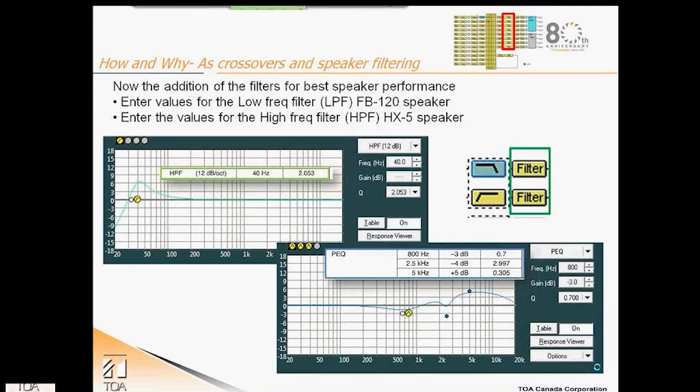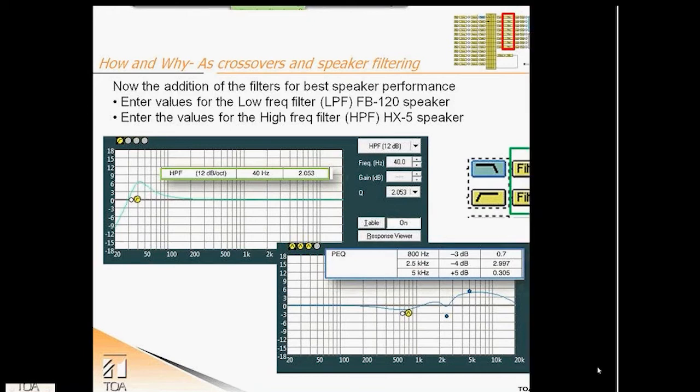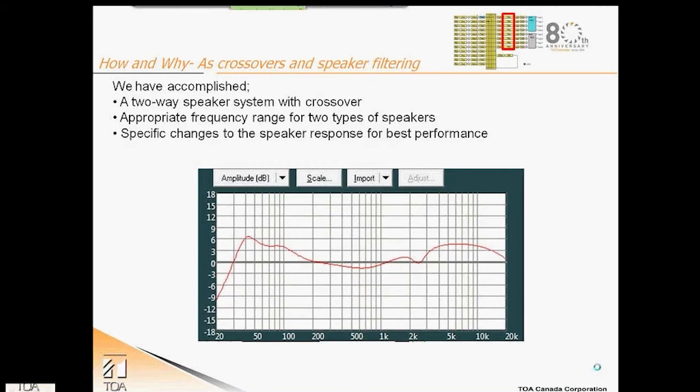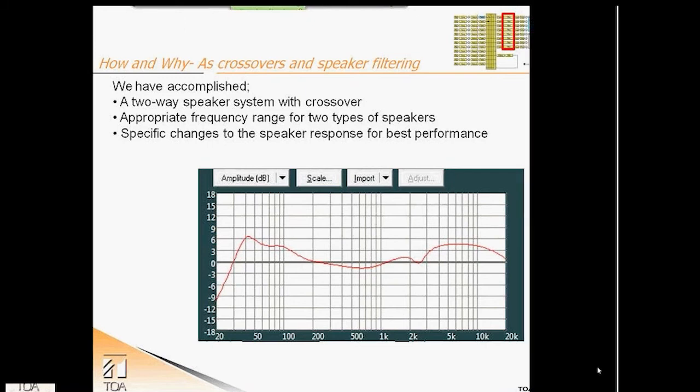We can now add in specific filters to make the speakers perform at their best. Again, these parameters are provided by the speaker manufacturer. Here we have added the necessary high-pass filter for the low-frequency FB120 and the PEQs for the full-range HX5. The combined response with the crossover and speaker PEQs will now look like this for the two speaker types. With this filter management, the speakers will perform their best and be protected from frequencies that they would not normally be expected to pass. A much smoother response is possible.